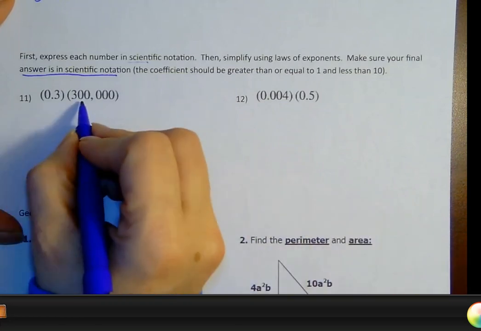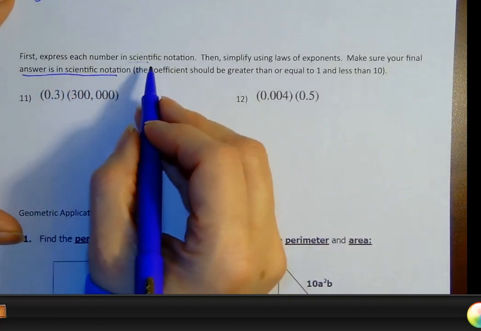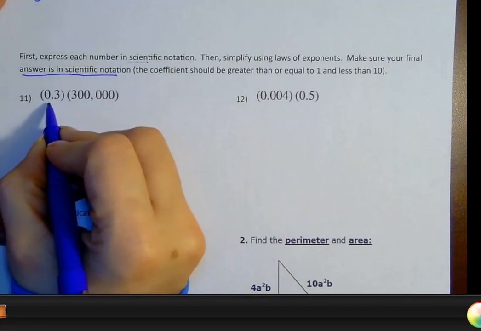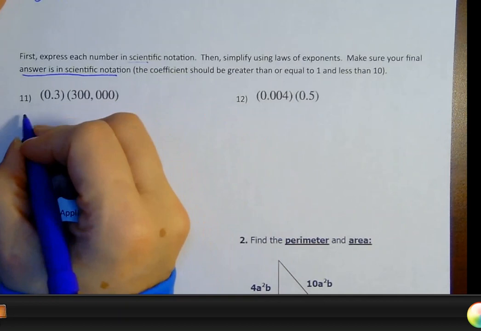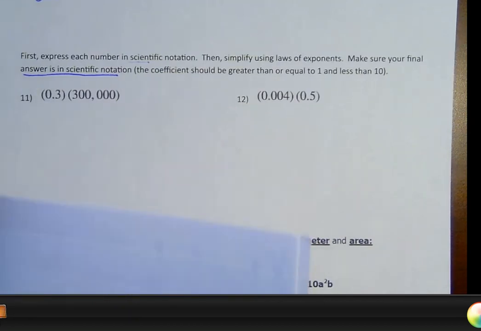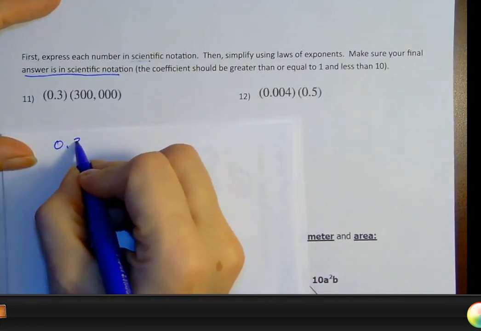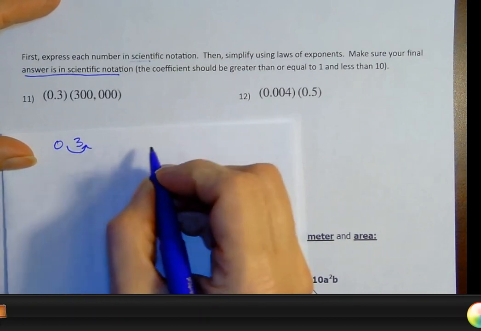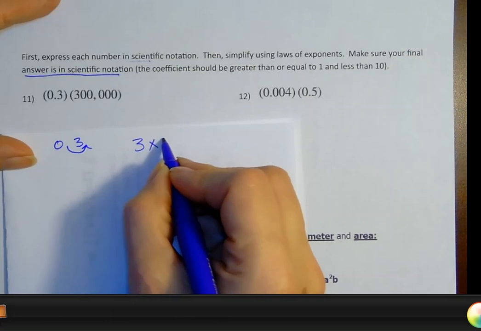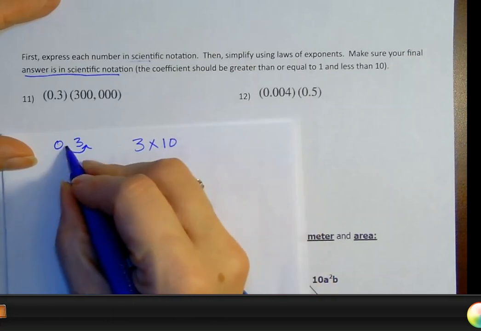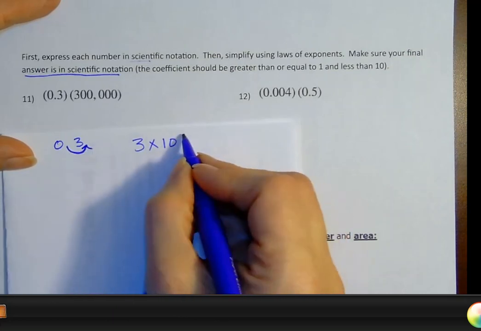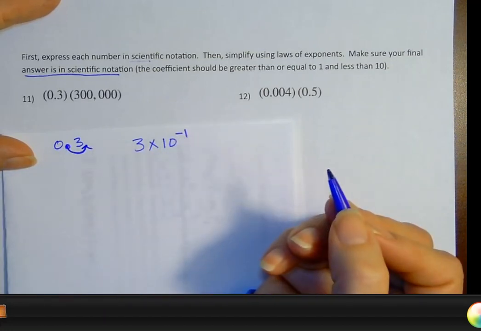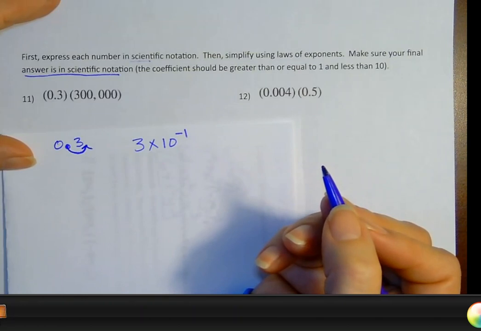All right, so if I'm first going to express this in scientific notation, then 0.3, I have to change that. Remember, to write 0.3 in scientific notation, I have to move that decimal over, and I'm going to have 3 times 10 to the something, right? I moved it over 1, but it was 0.3. It's a pretty small number. So we're going to say that that is 3 times 10 to the negative 1.